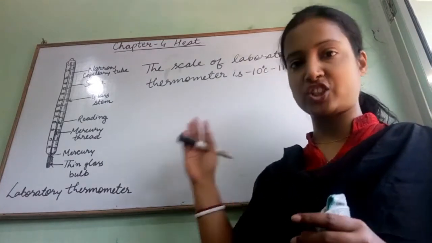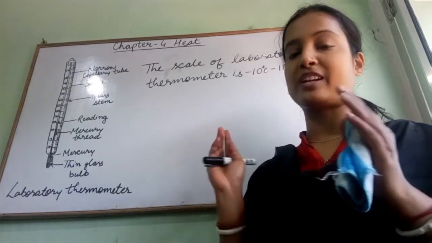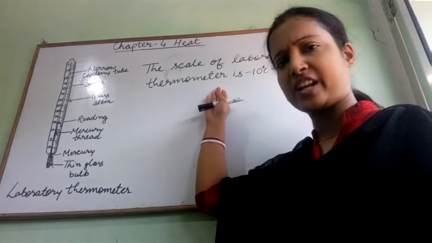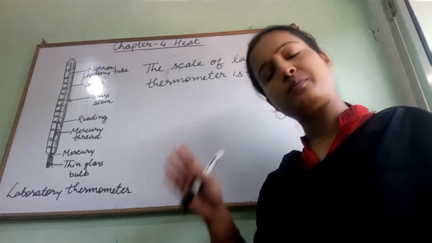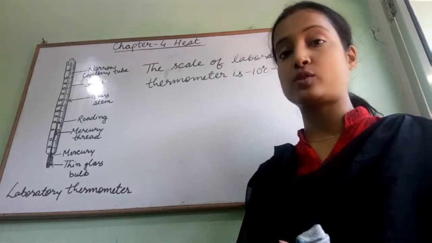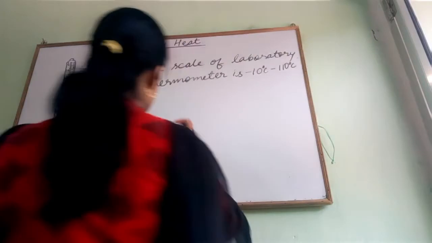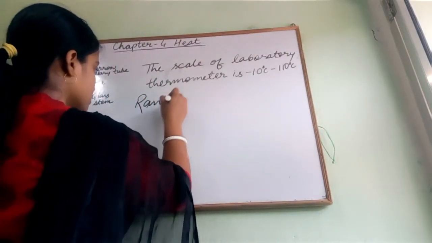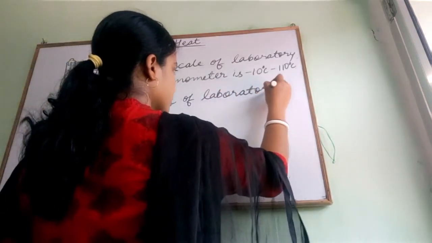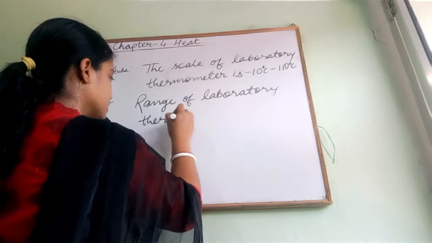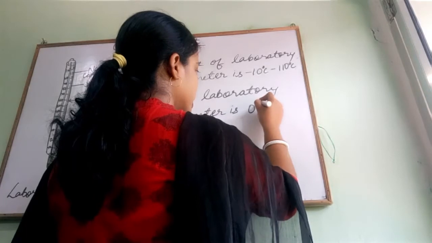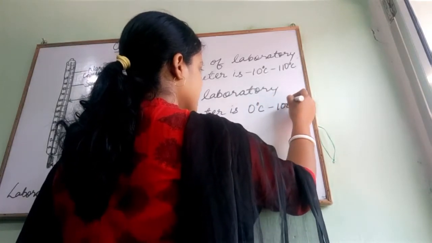And such a type of instrument is very useful for determining the temperature between 0 degree Celsius to 100 degree Celsius, because it has such a wide range. So this is very much useful for measuring the temperature between 0 degree to 100 degree Celsius. So that's why the range of the laboratory thermometer is 0 degree Celsius to 100 degree Celsius.